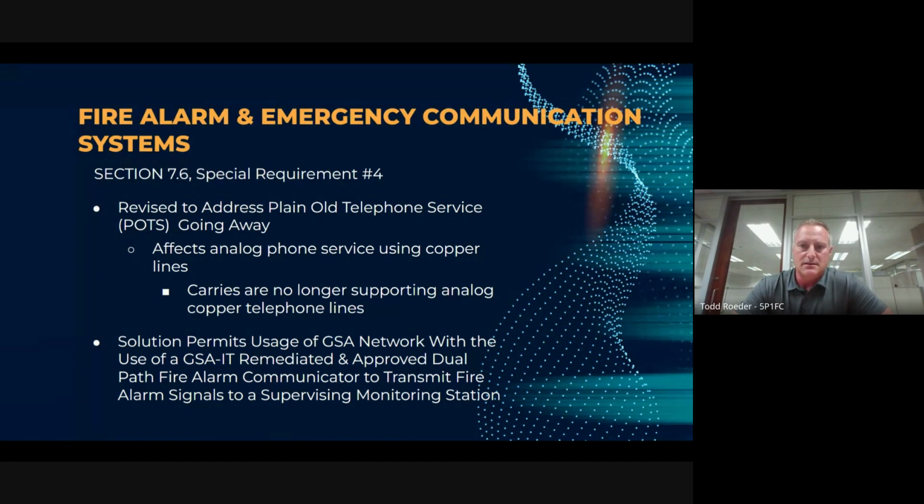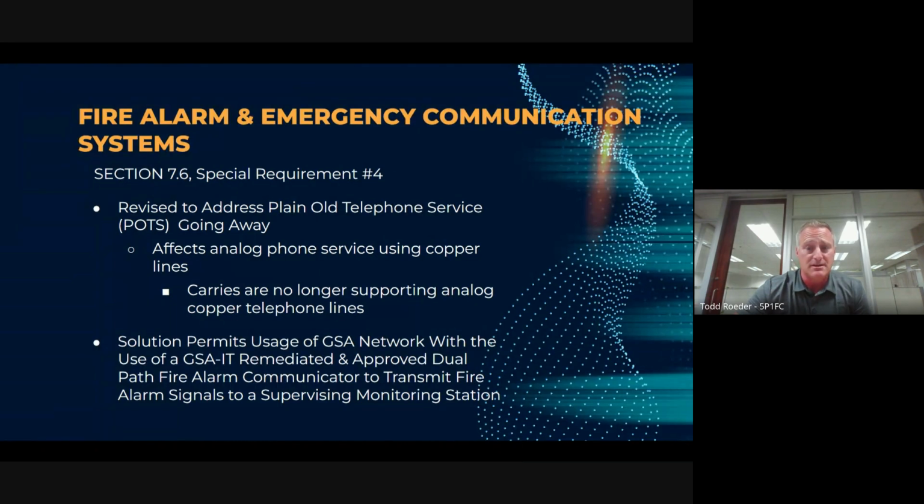The next significant change is associated with fire alarm and emergency communication systems. A new special requirement was added, or I should say a new requirement was revised to address plain old telephone lines going away. That traditional term that many of us have heard, POTS.